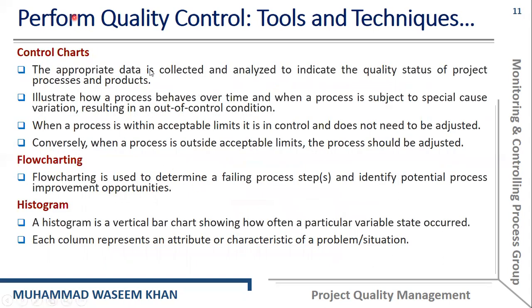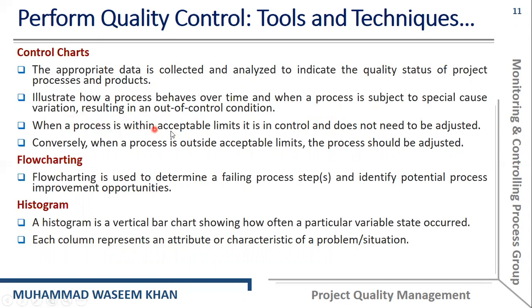Control charts use the collected or gathered data and analyze it to indicate the quality status of the project process and products. They show how a process behaves over time, and when a process is subject to special cause variation. The control chart is used to identify the behavior of the process, whether the process variation is small or large, and whether the process is within control or outside of control.